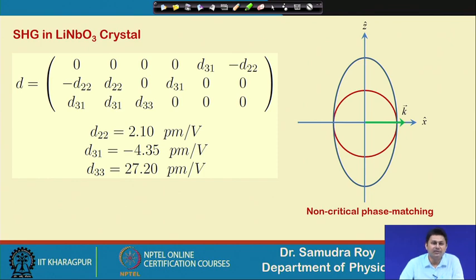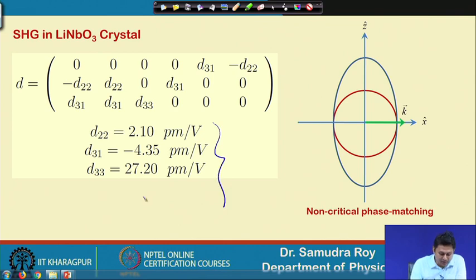or using the Neumann principle, where we can apply some kind of operation over this d matrix, as a result we will find that a few of the d matrix components are 0 and there are a few non-zero elements, and these non-zero elements are important. Here there are 3 different elements, but most importantly we should look at d33. This is the element which has the maximum value.